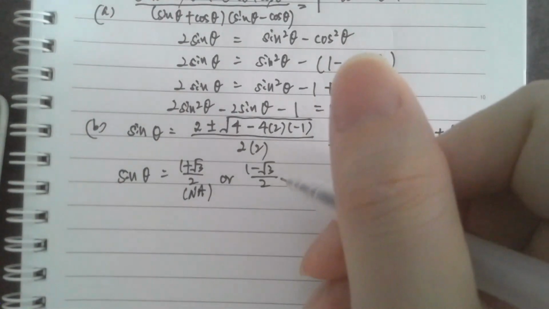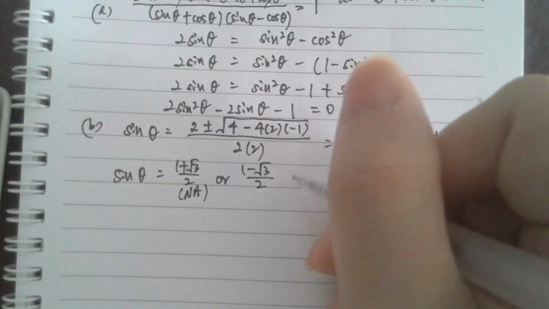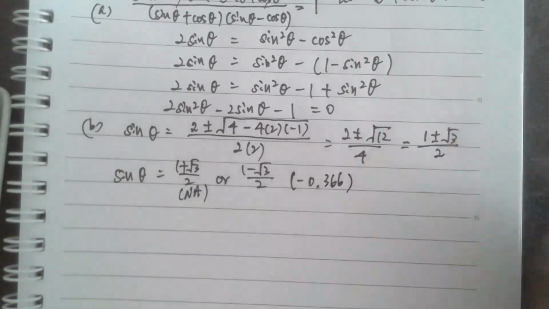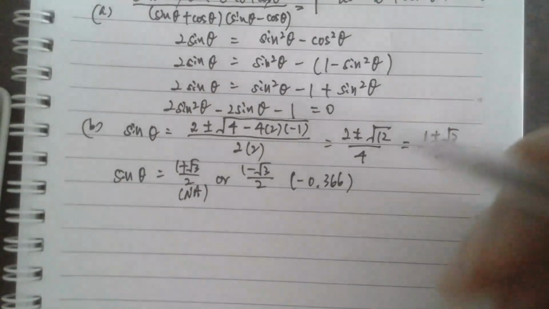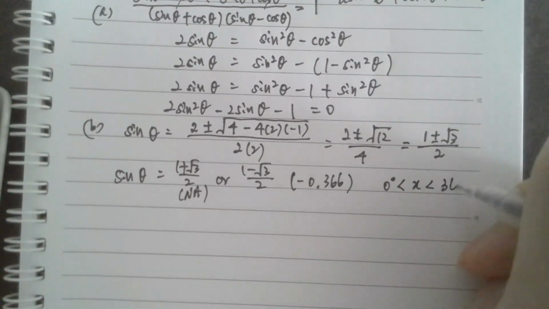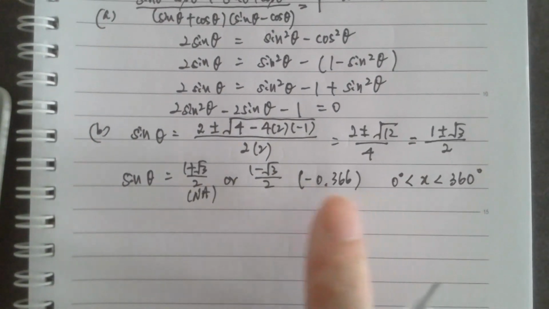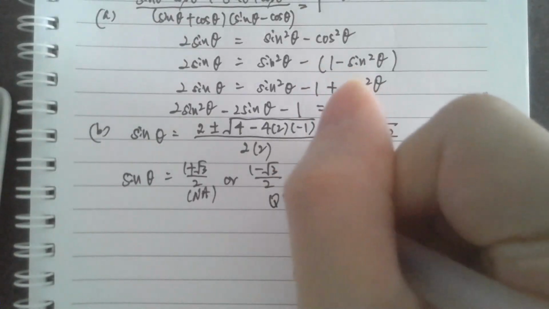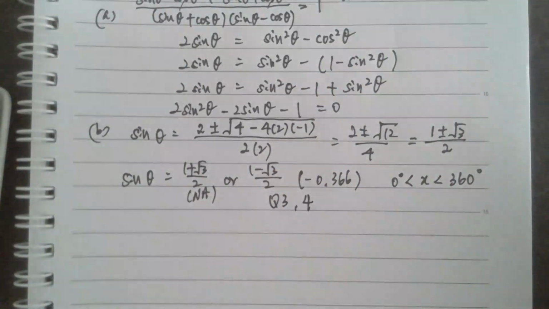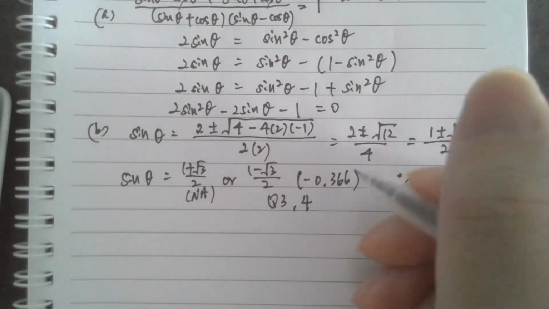And what about this, which is about negative 0.366 in value. The question given to you is such that the range must be between 0 and 360. Sine theta gives you a negative ratio. So in other words, this would mean that the answers will be in quadrant 3 and quadrant 4. Alright, so to do that, we have to sine inverse the negative of this, which makes it a positive.